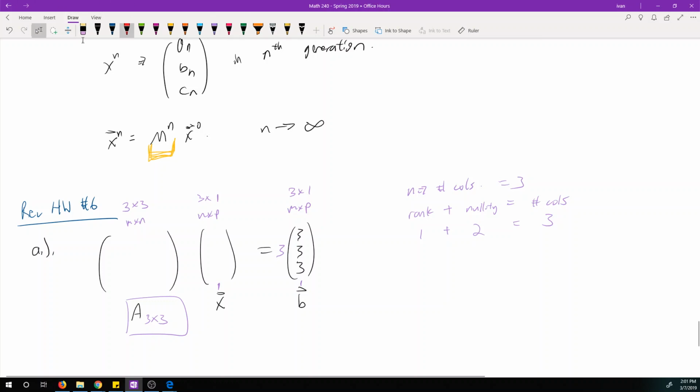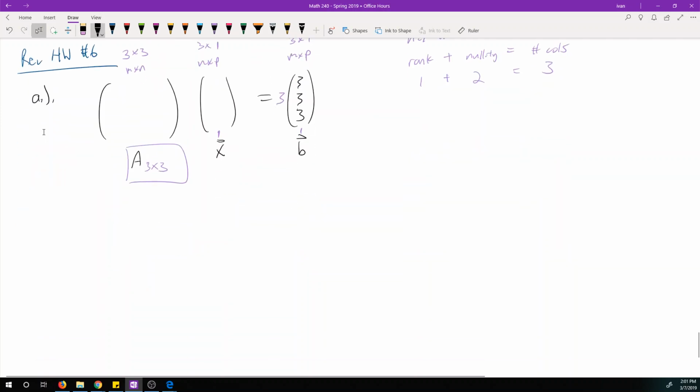Part B: find the eigenvalues and eigenvectors of A. This is really similar to that matrix of all threes problem that we did. Remember, the kernel of A is equal to the kernel of A minus 0I. This is really important, because 0I is just the 0 matrix. So essentially what we have here is lambda equals 0.